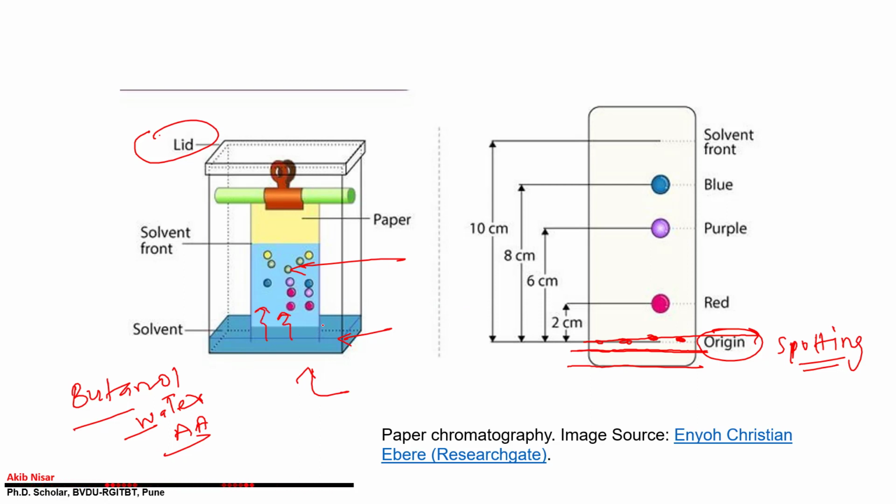You know what the principle of capillary action is? Suppose you are taking water and dipping a normal paper into the water, then you will observe that the water absorbs into that paper.